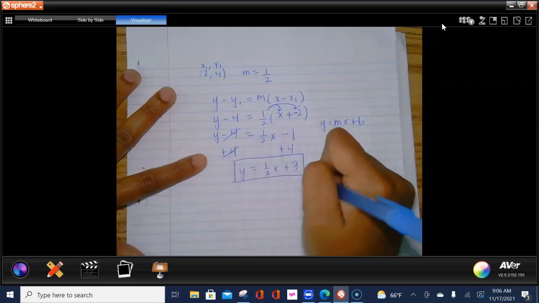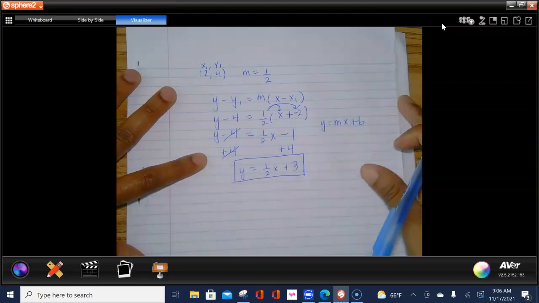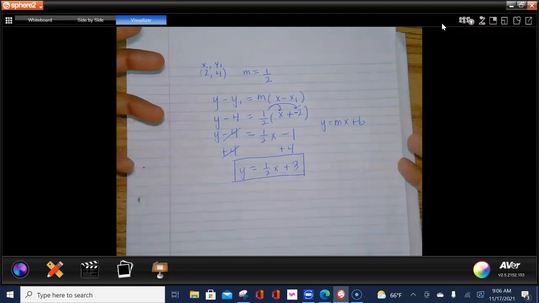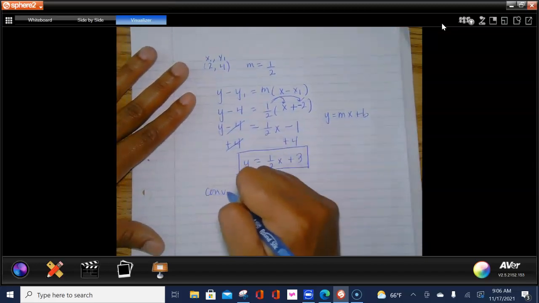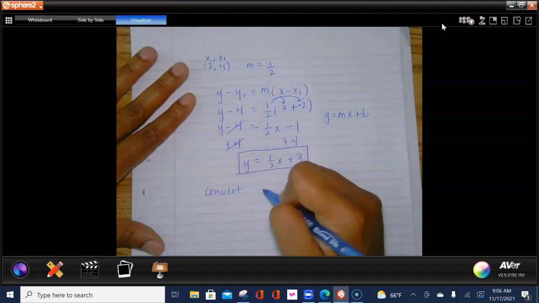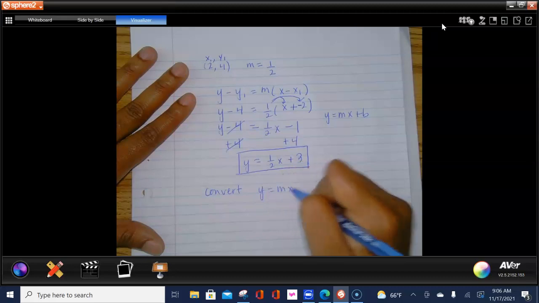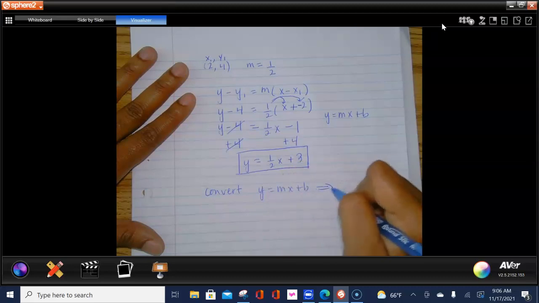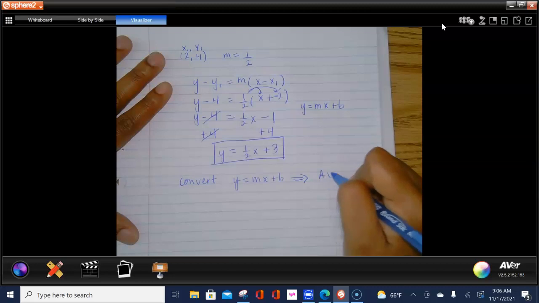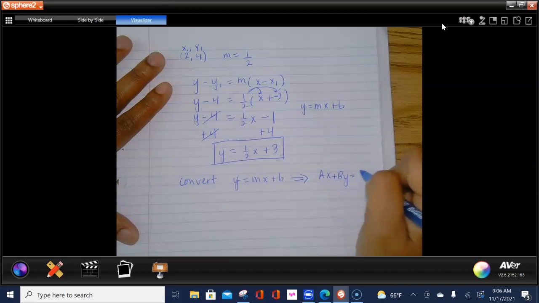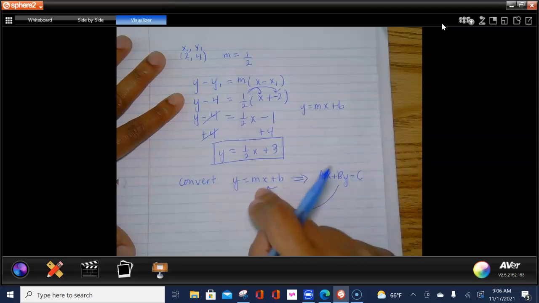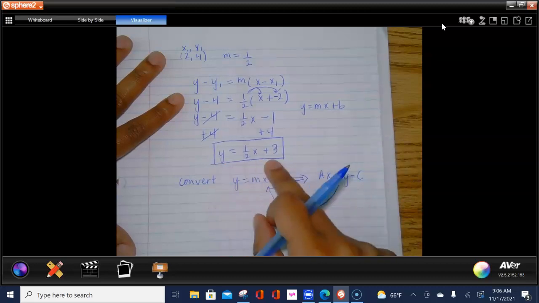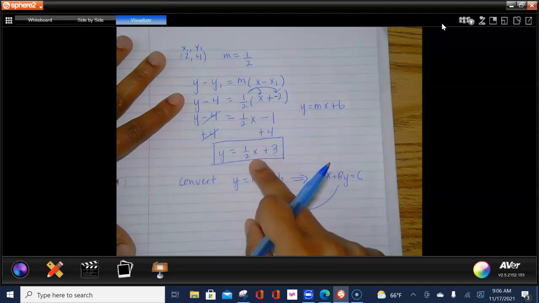Now, if they ask you to put it in standard form, remember that before we got into point slope, that was what we were doing: can a student convert or rearrange from slope-intercept into standard form? You have to know how to do that, and also going the other way. Can you convert from standard form back to slope-intercept? This one's in slope-intercept, so let's change it to standard form.